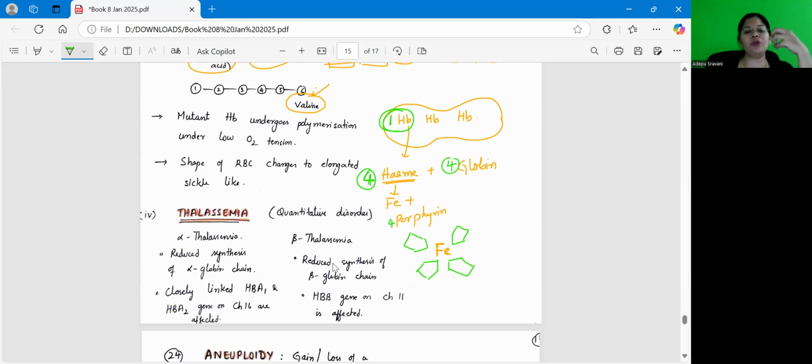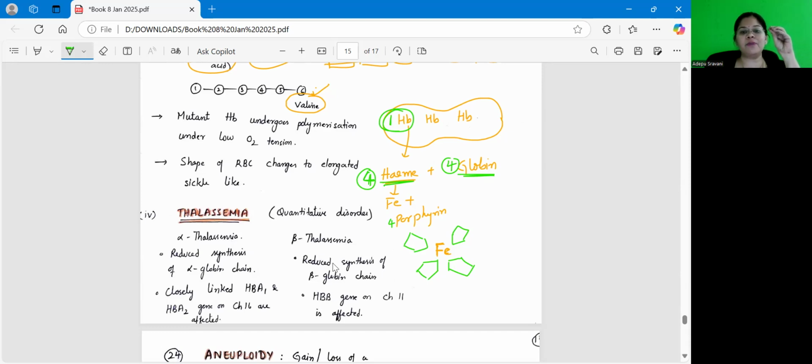Okay, I'm telling you hemoglobin structure because this will be helpful for you to understand both sickle cell anemia and thalassemia. In thalassemia also, we have to talk about hemoglobin. Clear? So please try to understand the structure of hemoglobin here. One molecule of hemoglobin is made up of 4 molecules of heme and 4 molecules of globin. So here I have drawn one molecule of heme.